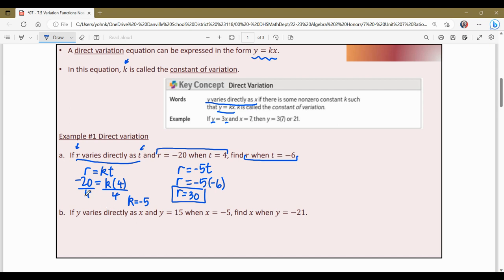Okay, so they're always going to tell you how they're related. In this case, it's directly. They're going to give you one situation where you know all the values, and that's going to help you find the constant of variation. And then they're going to have you use that to find a new value.